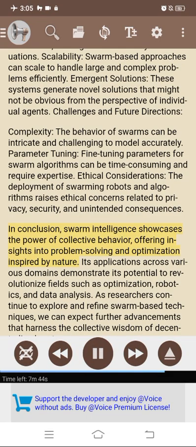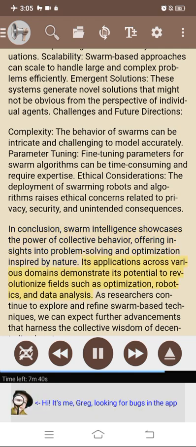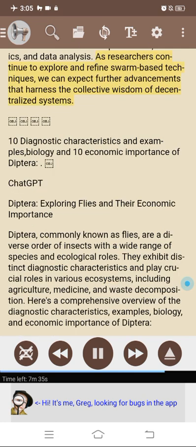In conclusion, swarm intelligence showcases the power of collective behavior, offering insights into problem solving and optimization inspired by nature. Its applications across various domains demonstrate its potential to revolutionize fields such as optimization, robotics, and data analysis. As researchers continue to explore and refine swarm-based techniques, we can expect further advancements that harness the collective wisdom of decentralized systems.